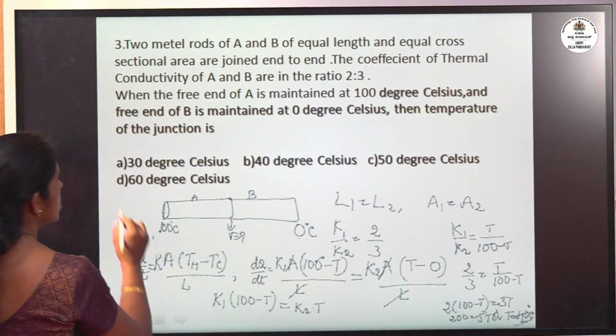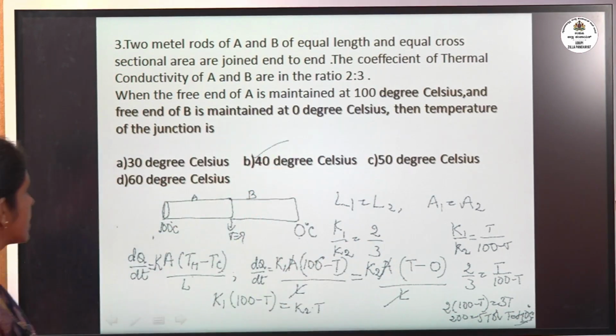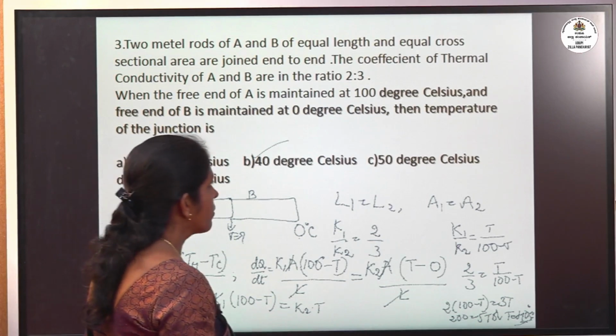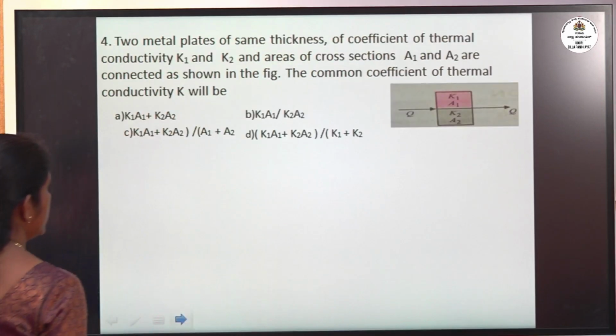Temperature of the junction is 40 degrees Celsius. We have four options: 30 degrees Celsius, 40 degrees Celsius, 50 degrees Celsius and 60 degrees Celsius. Option B is correct. Let us go to the next question.